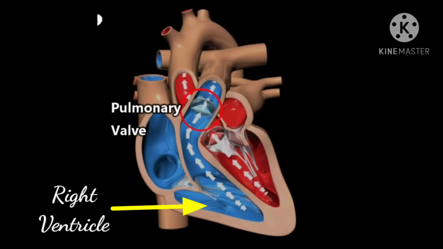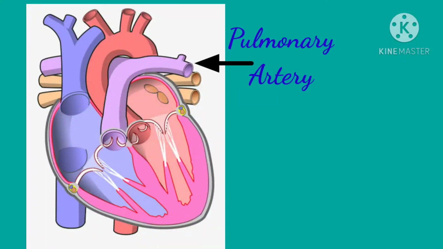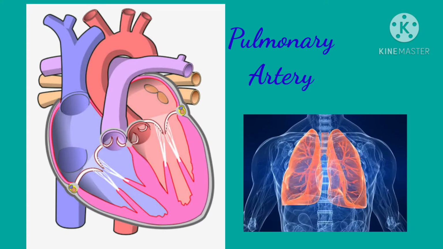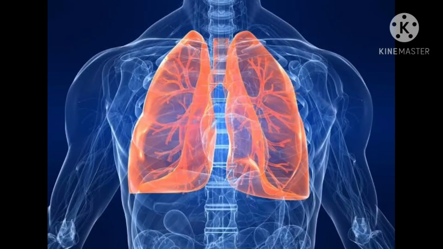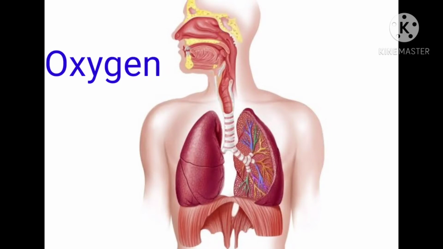When the right ventricle contracts, the deoxygenated blood leaves the right ventricle through the pulmonary valve into the pulmonary artery. Remember children, the pulmonary artery carries deoxygenated blood to the lungs. In the lungs, the deoxygenated blood gives out carbon dioxide and absorbs fresh oxygen from the air we breathe in.